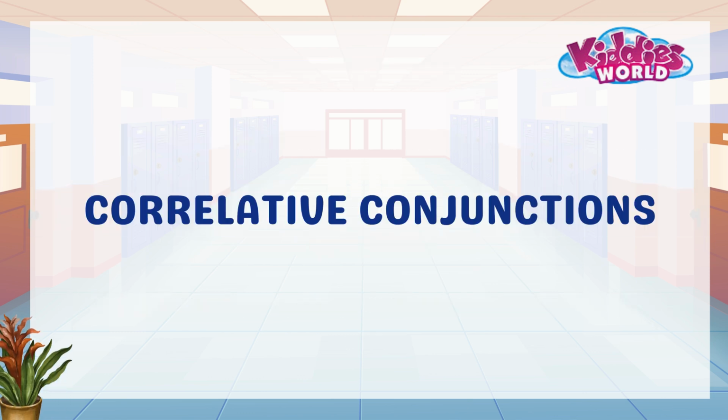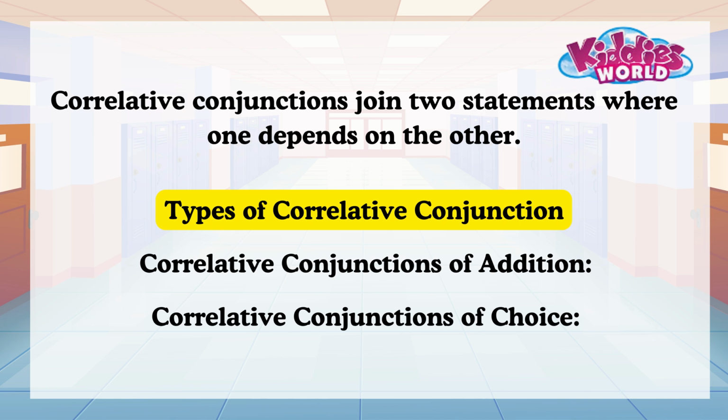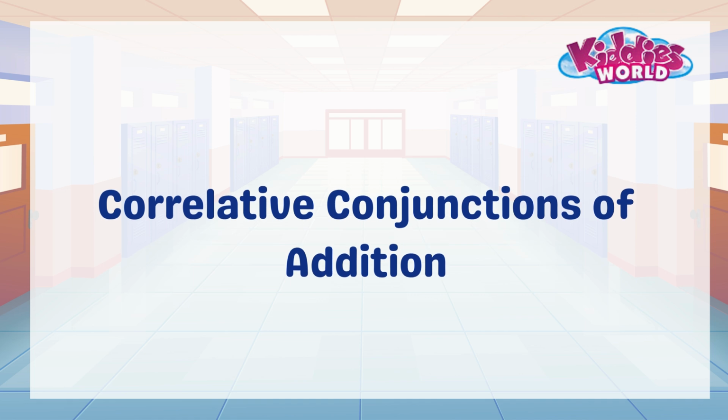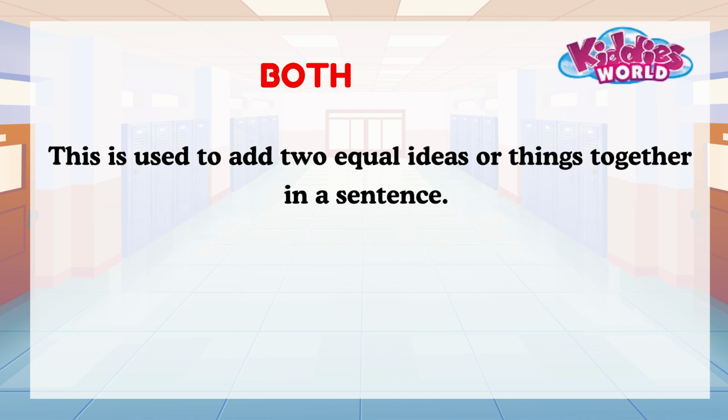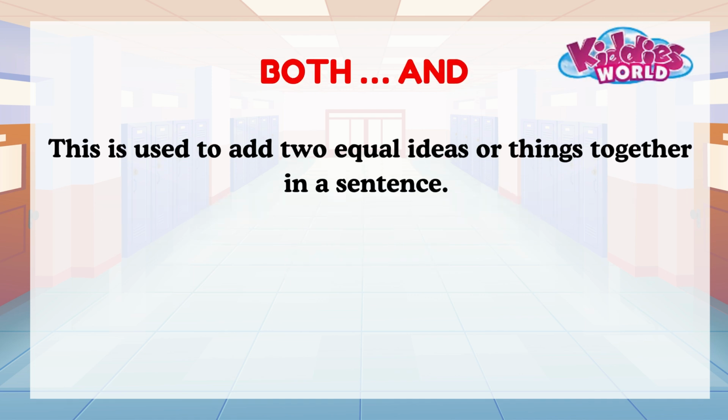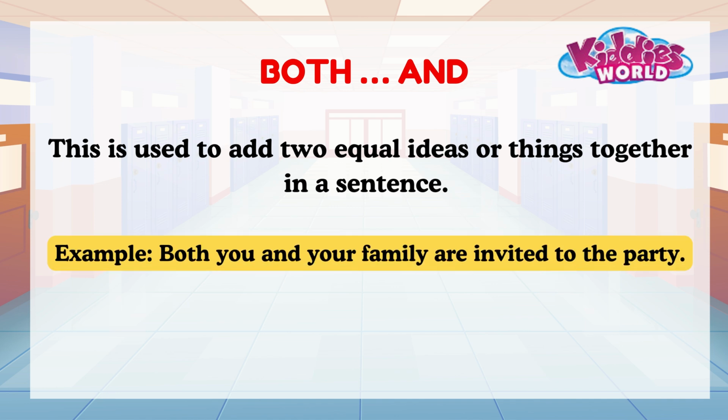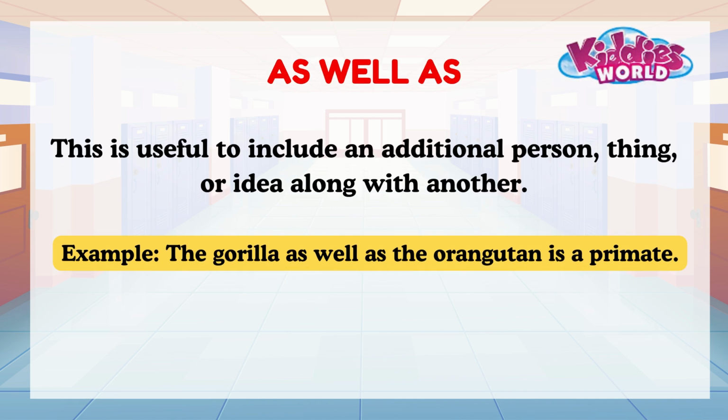Correlative conjunctions. Correlative conjunctions join two statements where one depends on the other. Correlative conjunctions of addition. Both and. This is used to add two equal ideas or things together in a sentence. See the example. This is useful to include an additional person, thing, or idea along with another.